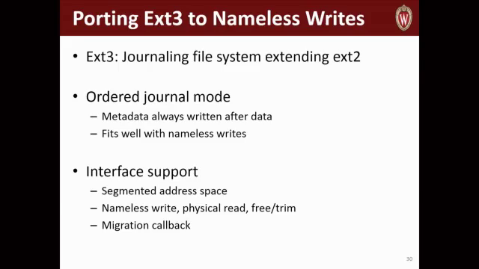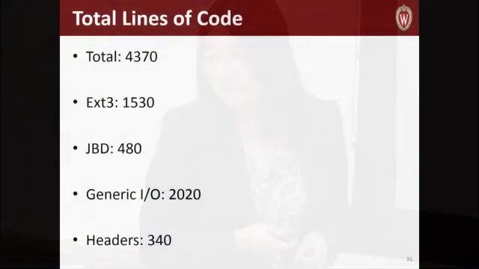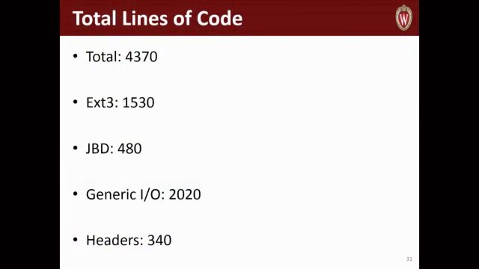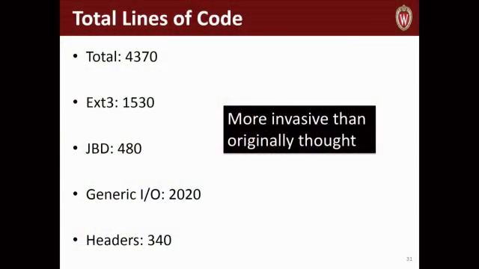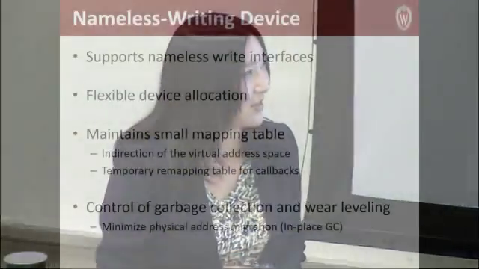I implemented ext3 with Nameless Writes, and we used ordered journal mode because it's a widely used journal mode, and also it fits Nameless Writes well because it always writes metadata after data. We also support the segmented address space, different interfaces, and migration callbacks. The total lines of code is around 4,300, spread across the existing ext3, JBD, and generic IO code. You can see that the changes are more invasive than, at least, I originally thought.